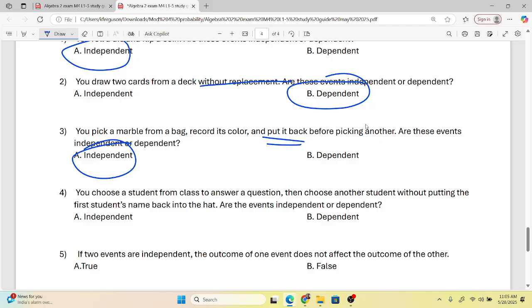You choose a student from a class to answer a question, then choose another student without putting the first student's name back in the hat. Well, probably should have said you choose a student's name out of a hat. But I think you get the gist. Without putting the student's name back in the hat, are the events independent or dependent? They're dependent, because we didn't put the name back. So the total number of students that I've got went down.